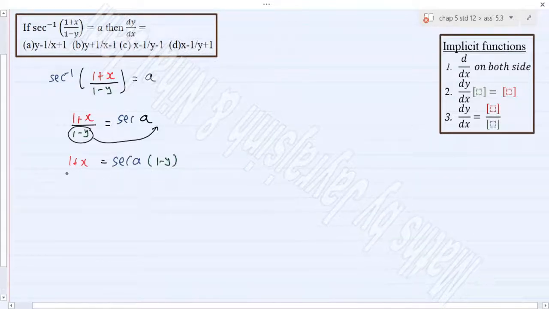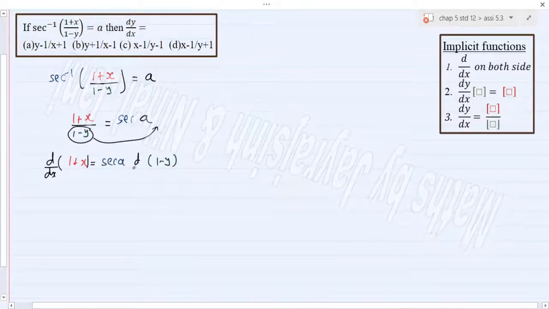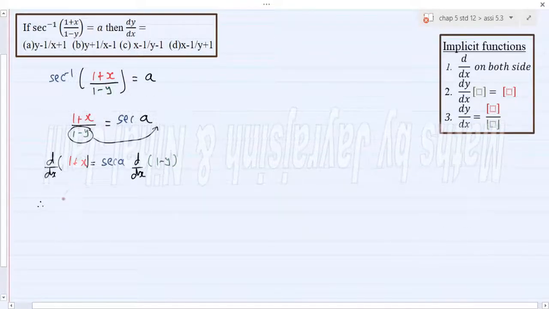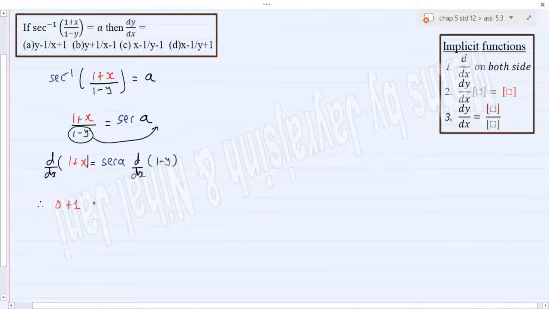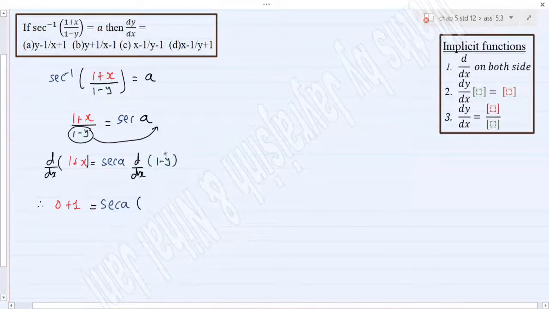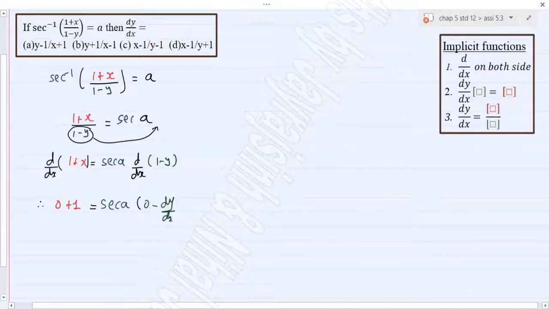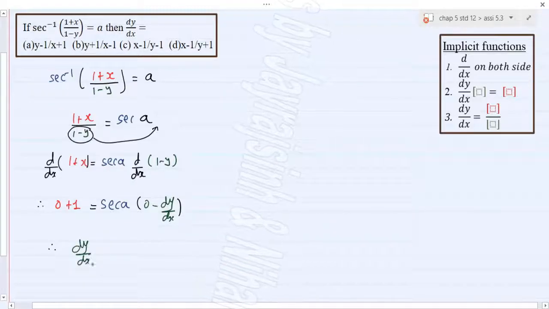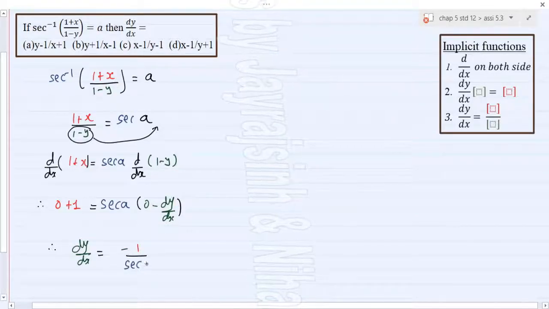Now let's differentiate both sides with respect to x. So we have to write down d by dx on both sides. On the left hand side we will get differentiation of 1 + x will be 0 + 1 is equal to, sec a is a constant, we don't have to worry about it. Differentiation of 1 − y will be 0 − dy by dx. So we can say dy by dx is equal to −1 upon sec a.